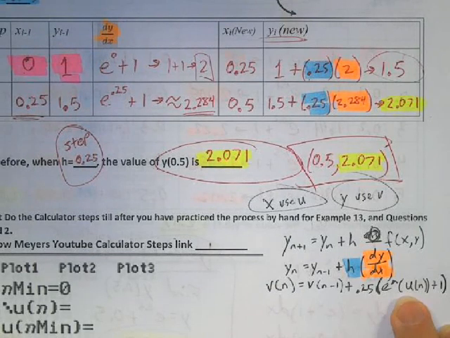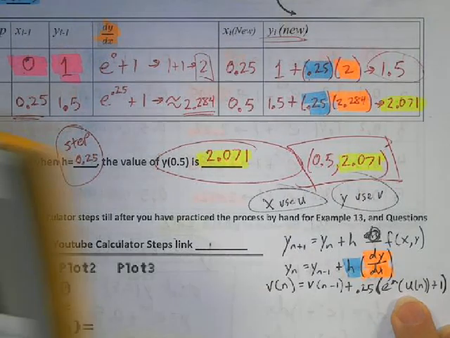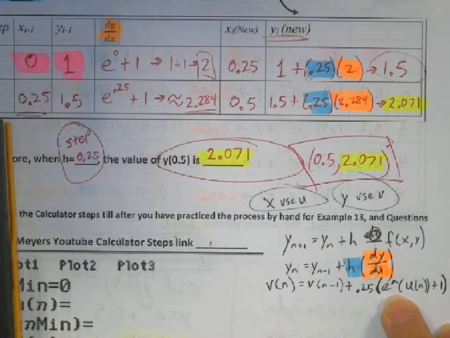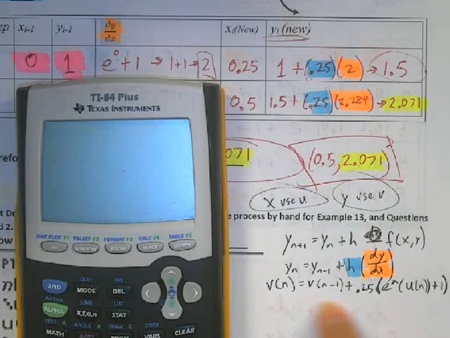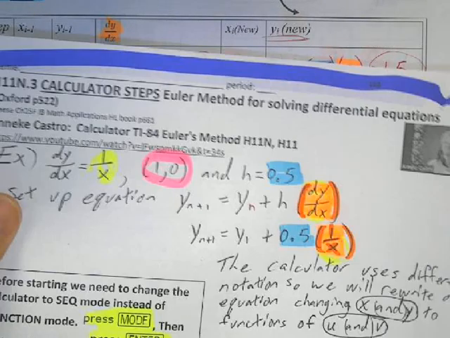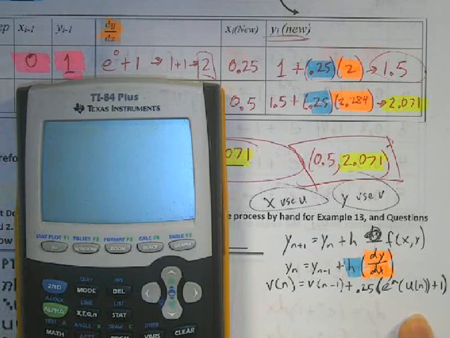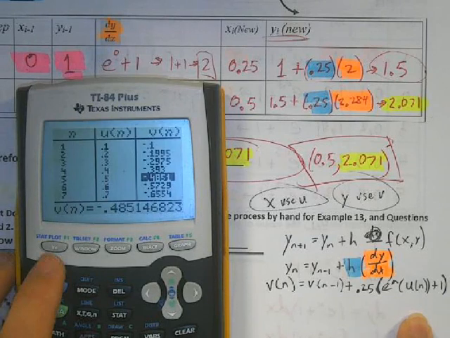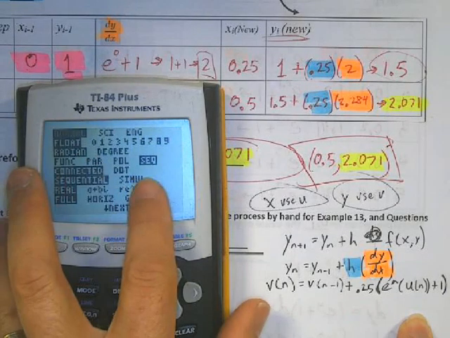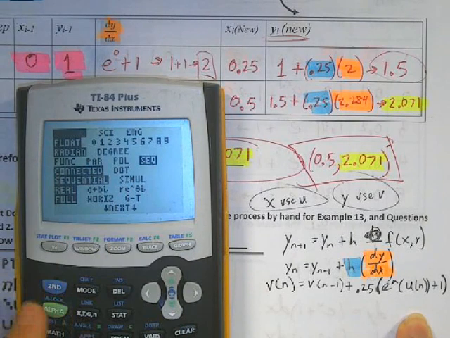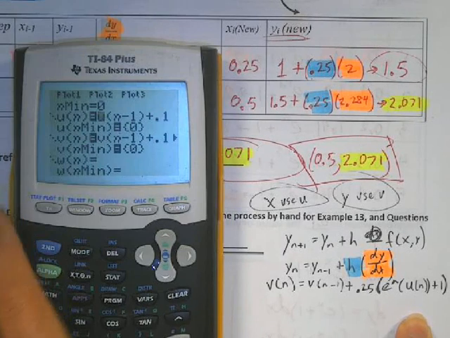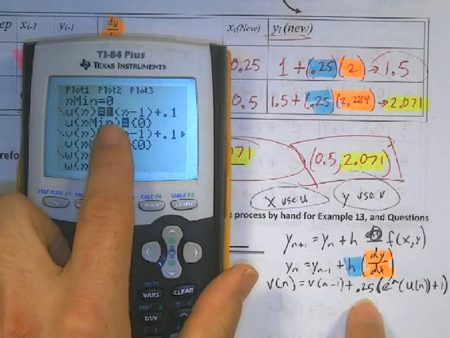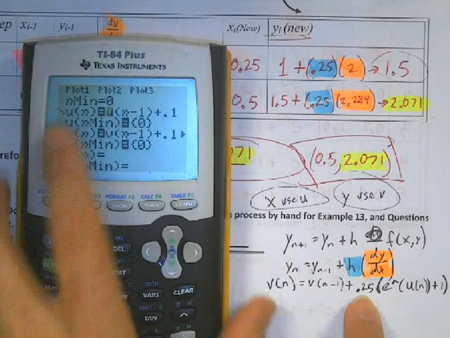Now I'm going to type this into my calculator. If you have no idea why I wrote this, then you have not watched Ms. Castro's video, and you need to watch Ms. Castro's video. I've already gone into mode, and I've changed to sequence. Now I'm going to hit y equals, and I've already typed in some of the stuff. So this line here is 0.